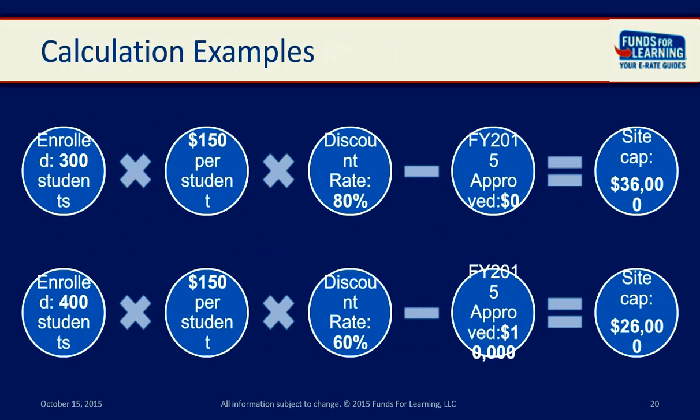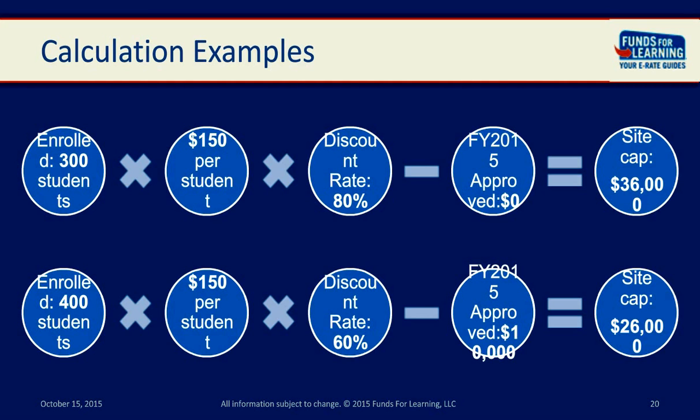Here's a couple of examples. Again, the first one is the one we just looked at. 300 students, $150 per student. We multiply that by the discount rate. In this case, the school did not receive any discounts in 2015, so they have a full $36,000 of E-rate funding that they can qualify for in the 5-year period to support purchases up to $45,000.